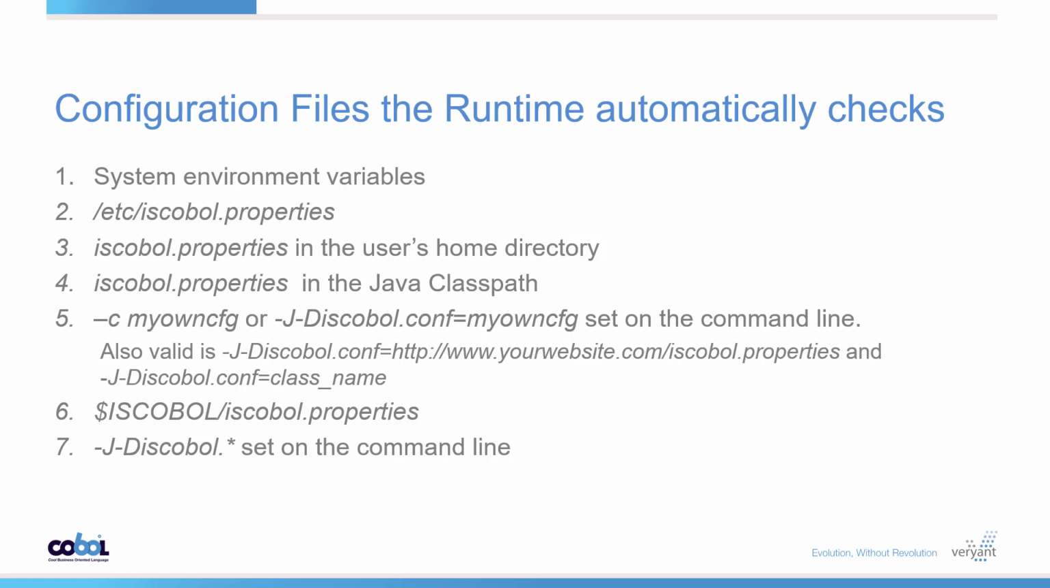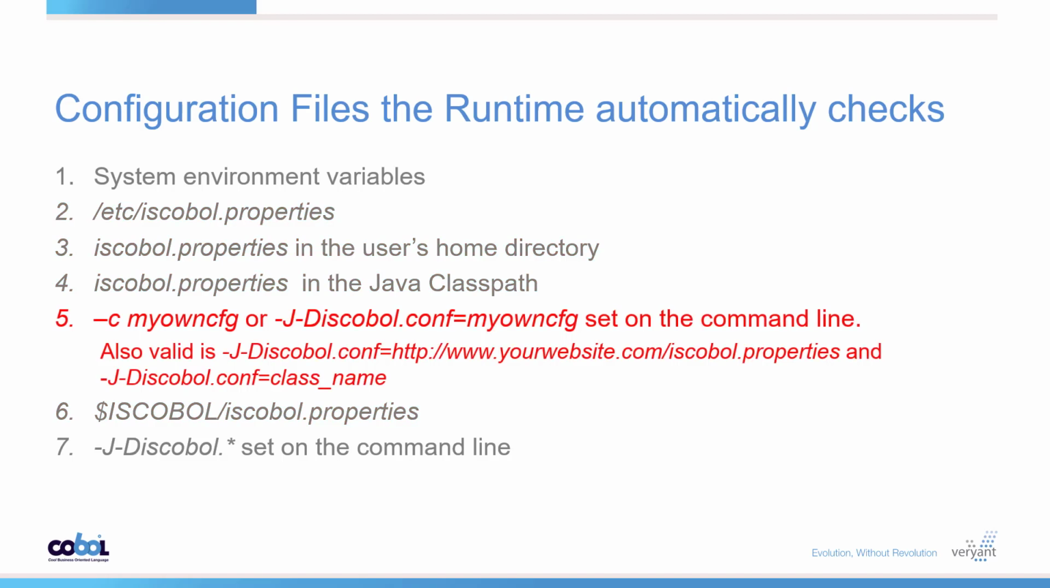Now you can put your configuration variables in any of these places and the runtime will pick it up. But the last value of the variable that it reads is the one that it's going to use. The first place it looks is the system environment variables. The next three places, 2, 3, and 4, and then again in 6, it's going to look for a specific file called iscobol.properties in one of these locations.